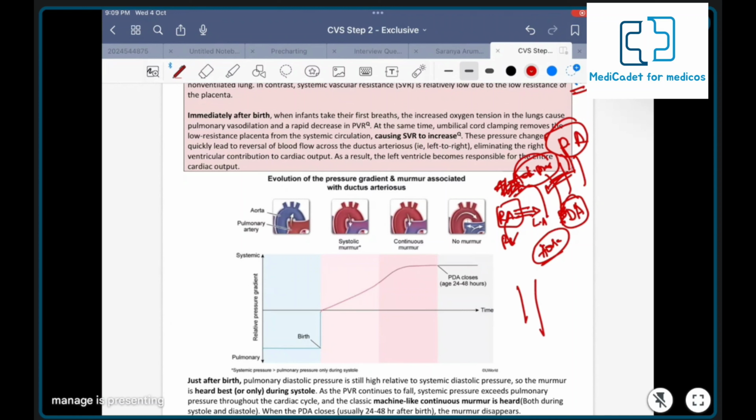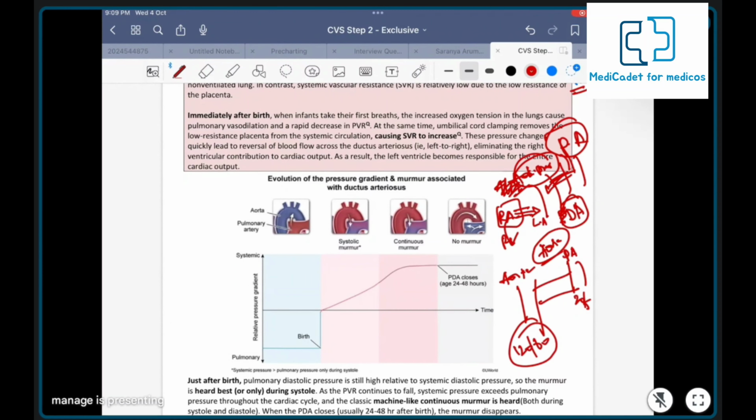But what happens when the baby is born? The aorta has increased pressure. You know, the aorta is like 120/80 pressure, right? So what happens to the pulmonary artery? The pulmonary artery pressure falls because the baby is breathing, so the pulmonary vessels dilate and everything. So this pressure will be somewhere around 25 something.